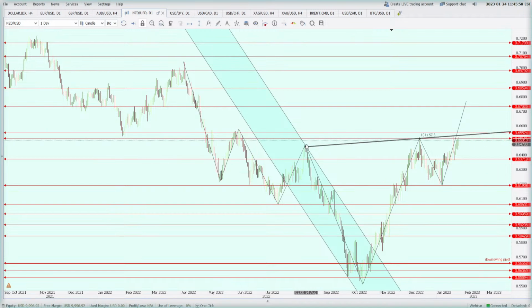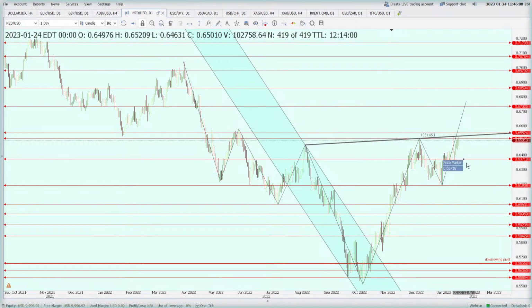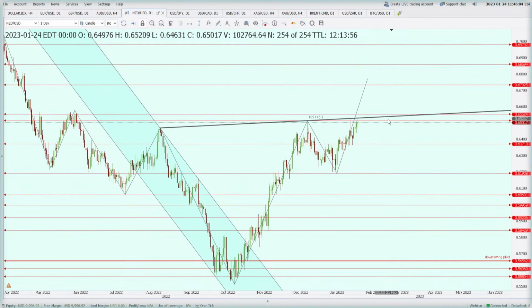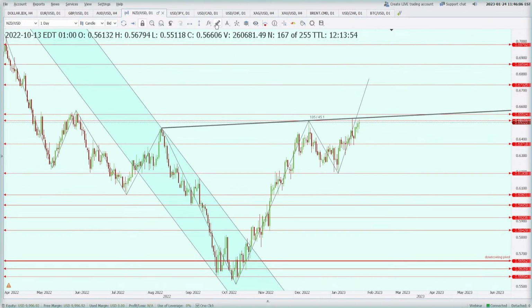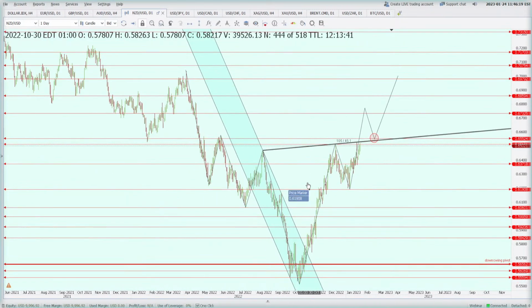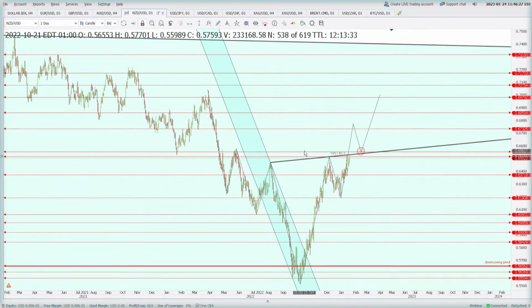If it does like this, then it would have broken this neckline. This is the neckline that I have drawn, and if the price breaks from this one, then this neckline or this area will become our support area, and we will be looking for a buying opportunity in this market with a small stop loss below this area and take profit targets equal to the height of this head, which is inverse head and shoulder. Now this is what I'm thinking on New Zealand dollar from the daily chart.